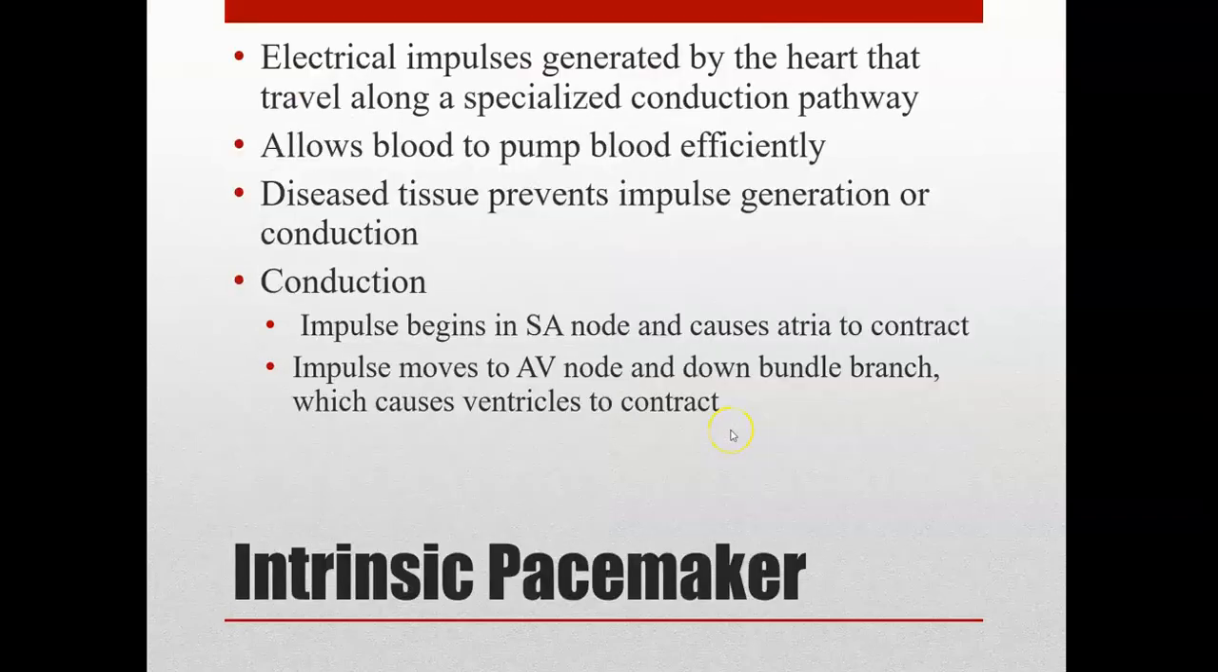Okay, intrinsic pacemaker. Our SA node is referred to as the pacemaker of our heart. For conduction, our impulse begins in our SA node and causes our atria to contract. That impulse then moves down to the AV node and then down to the bundle branches, and that causes our ventricles to contract, right? So these electrical impulses are generated by the heart and travel along a specialized conduction pathway. They allow the heart to pump blood effectively.